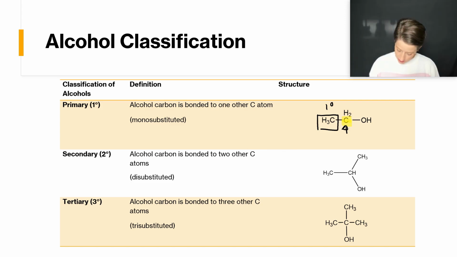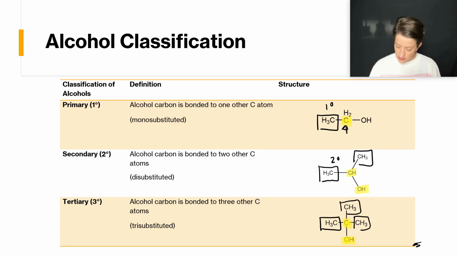If there is one other group bonded, that is going to be our primary alcohol. Our secondary alcohol, again, looking specifically at the carbon that has the hydroxyl group, we want to see how many other groups or substituted positions there are. If it has two substituted positions or just one bonded hydrogen, this is going to be a secondary alcohol. Lastly, looking at a carbon that's going to have three groups bonded to it, no hydrogens bonded to it, gives us a tertiary alcohol.